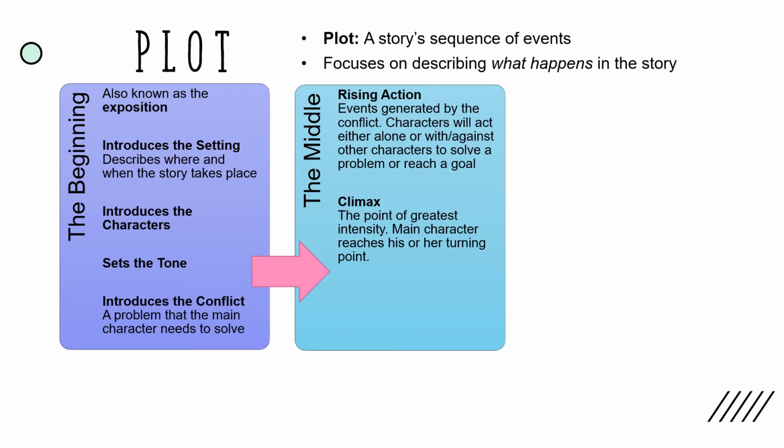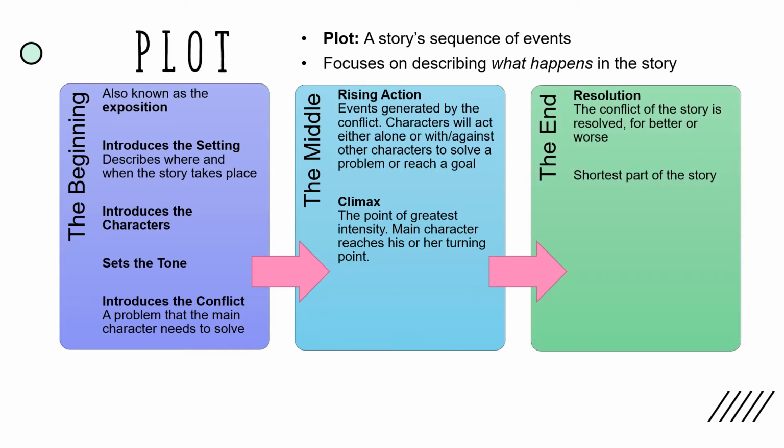The middle of a story consists of rising action, or events that are generated by the conflict. Typically, characters will act either alone or with or against other characters in order to solve a problem or reach a goal. The middle of the story ends with the climax, or the point of greatest intensity. This is where the main character reaches his or her turning point. Finally, the end of the story contains the resolution. This is where the conflict of the story is resolved, for better or worse.